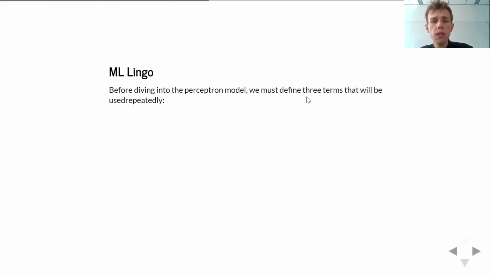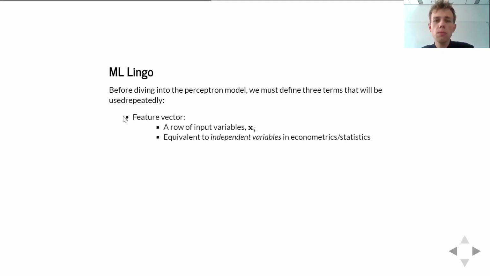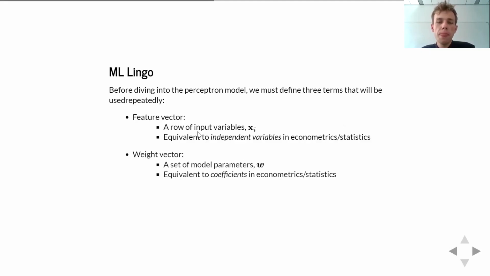Okay, so before we dive into the perceptron model, I think it's important to define at least 3 terms that we will be using repeatedly. So first, we'll be talking about feature vectors. These are really just a row of input variables. We call that X. And that's basically equivalent to the independent variables that we often talk about in econometrics and statistics. Then we will be talking a lot about a weight vector, which is a set of model parameters.